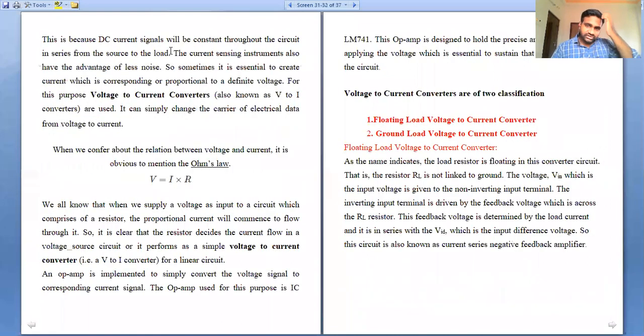Next we discussed voltage to current converters. There are two types of voltage to current converters. Here we use the standard Ohm's law expression for voltage to current conversion. For identifying the voltage to current conversion, traditionally we discussed two classifications.